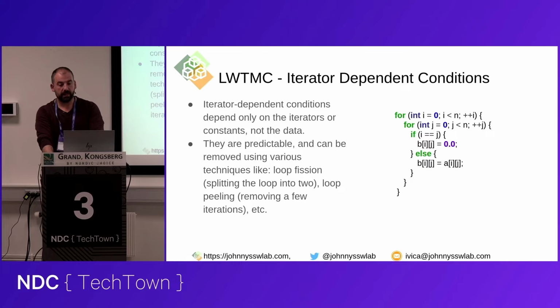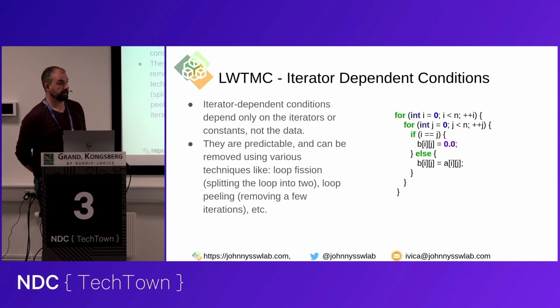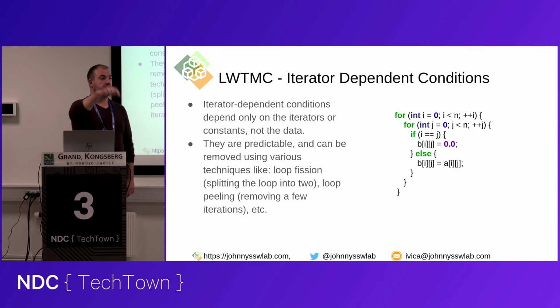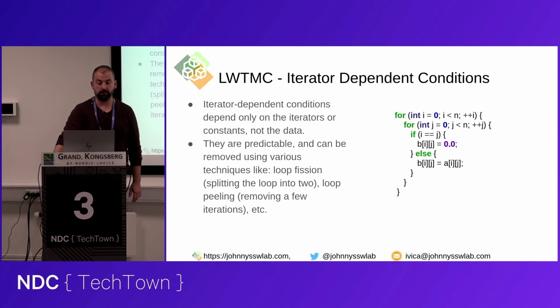Okay, so the next are called iterator dependent conditions. These are a different kind of condition, and you see here on the right side, I equals j. These conditions either depend on constants or they depend on iterator values. What's so special about these conditions is that they are predictable. You know at exactly which iteration this condition will be true and which iteration it will be false.